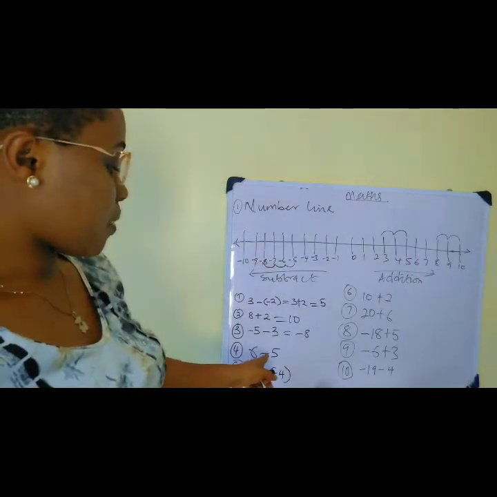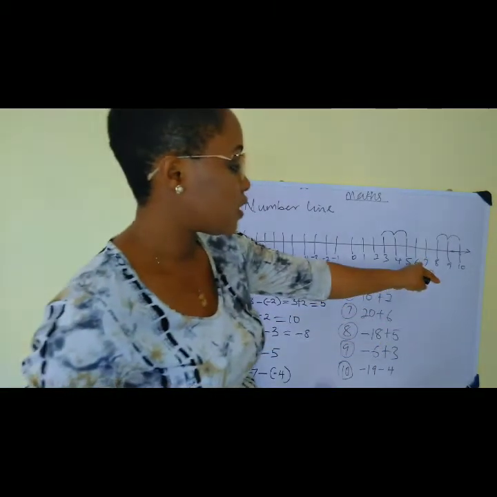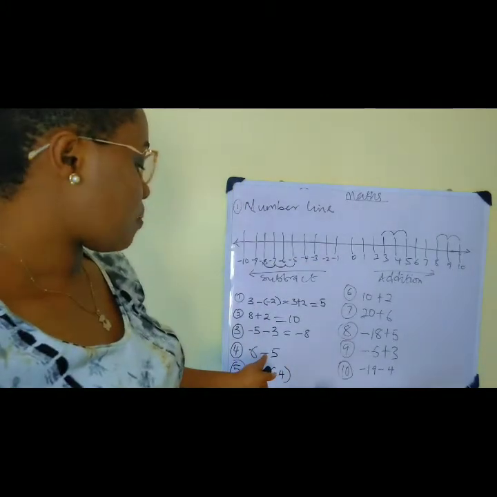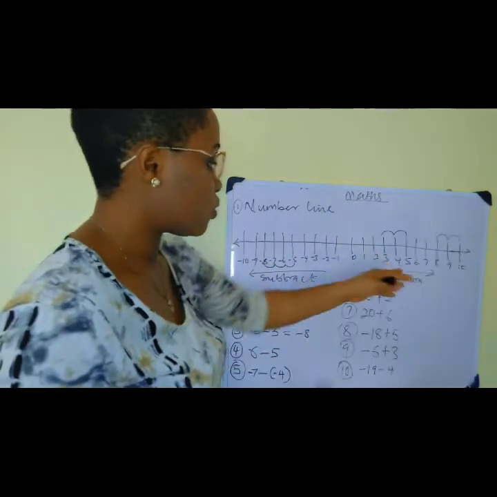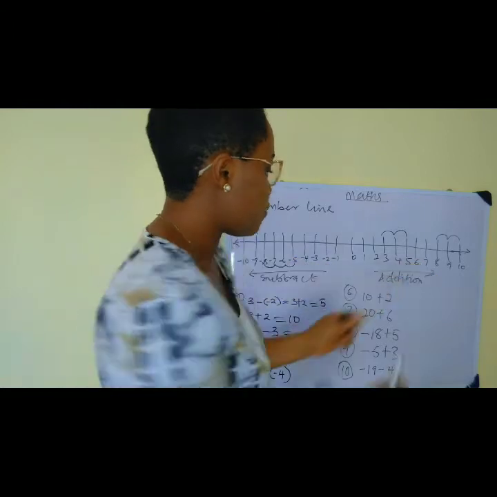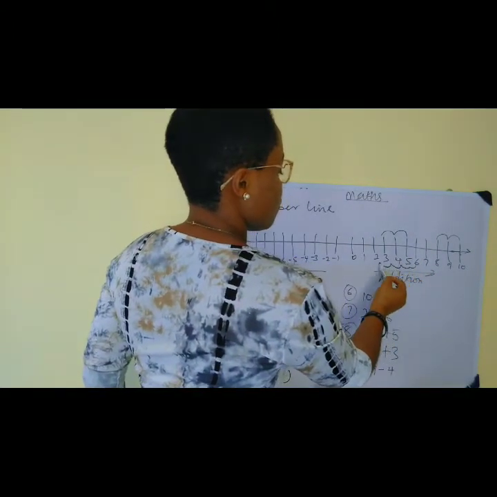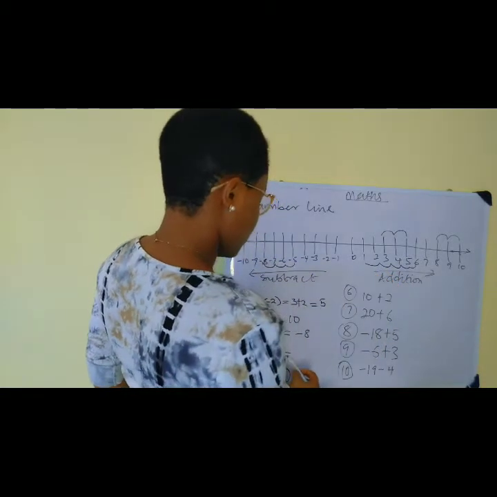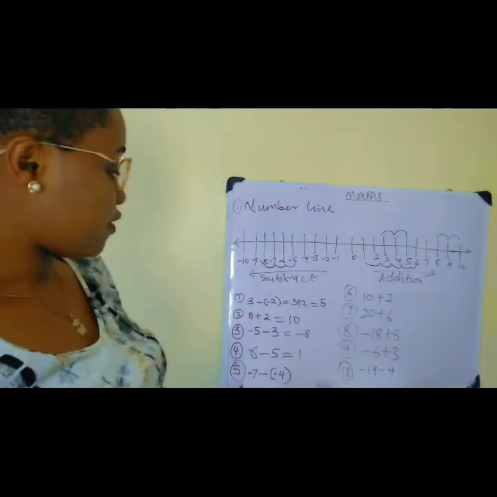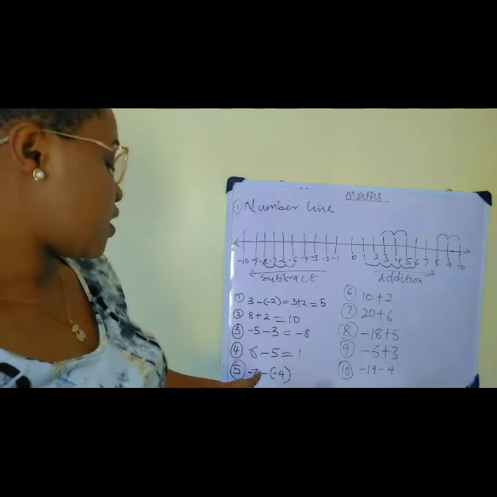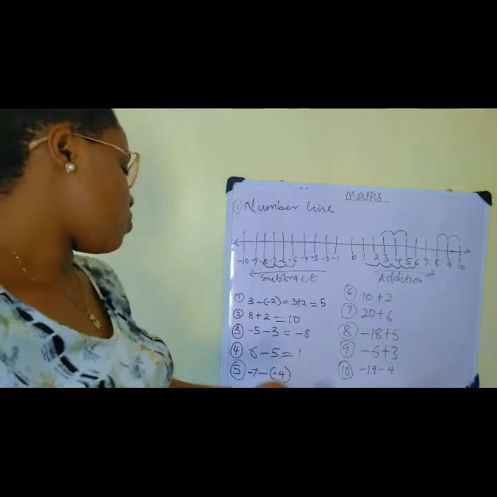Positive 6 minus 5. Positive 6. And the action is minus. So we're going left. 6 minus 5 will count 1, 2, 3, 4, 5. This is 1.